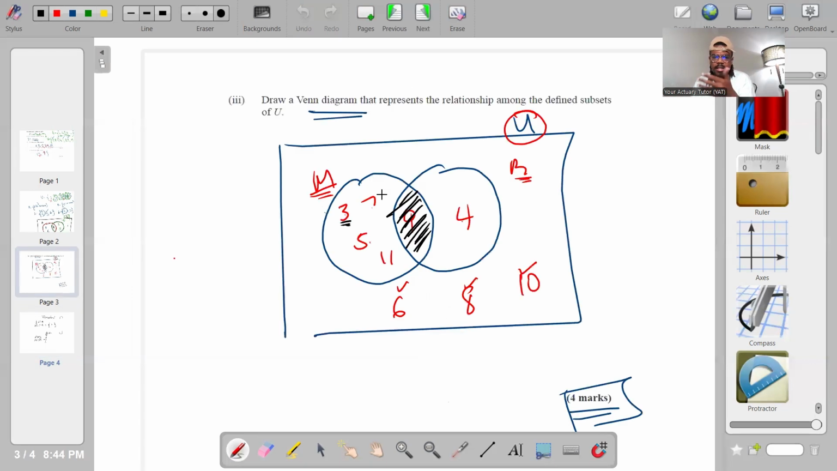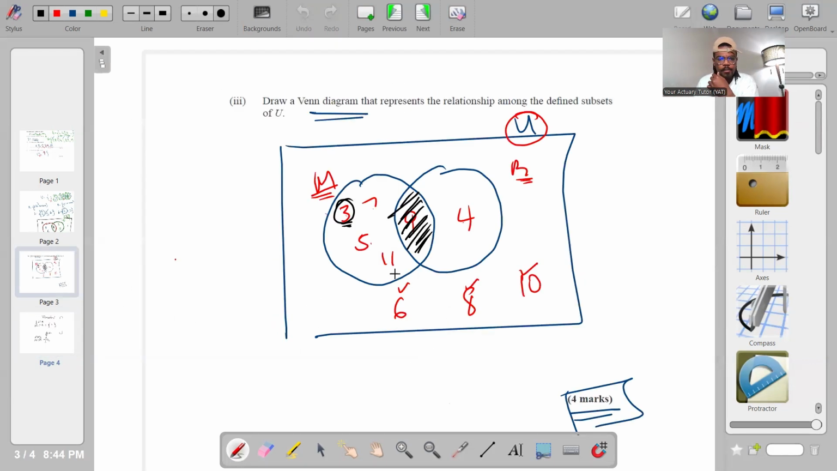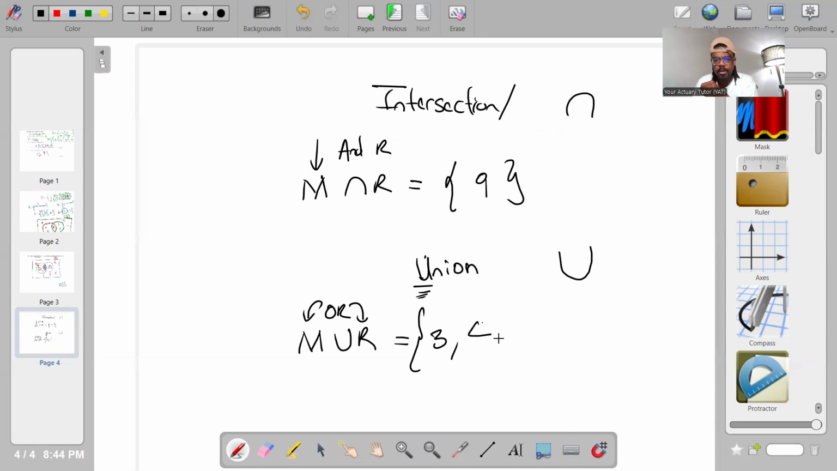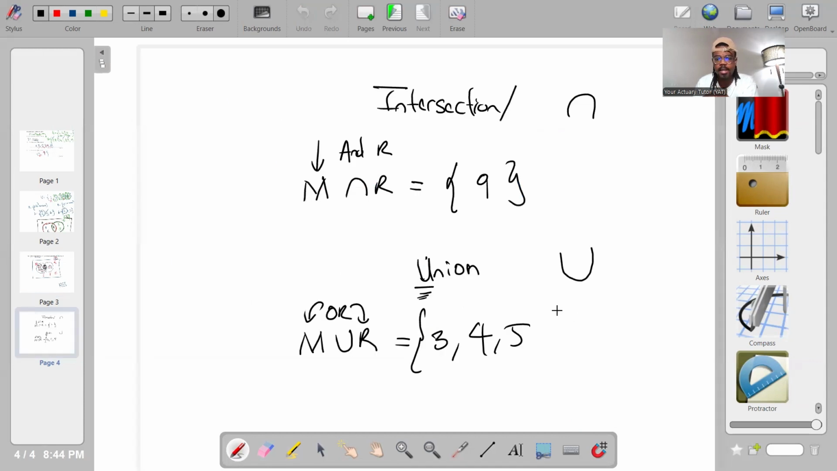So now when I look at M, I'm going to say, well, 3 is there, so put 3. 5 is there, so put 5. Well, 4 is there also, that's in R, so 4, then 5, then keep on going. 7, then 9. We have to include the intersection too. 9, so 7, 9, 11. So welcome to intersection versus union.